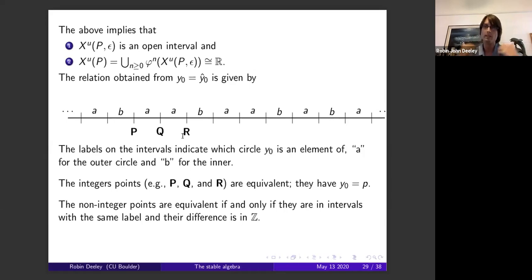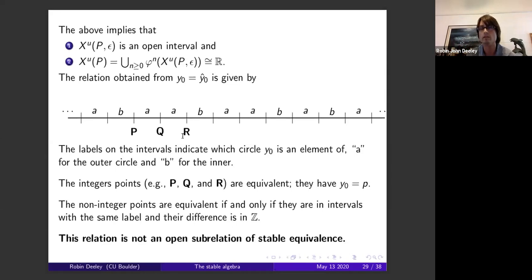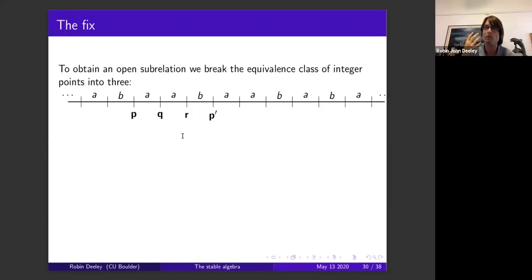So this is sort of where Alan and I come in and we say, we want an open subrelation. Open is the most important thing. It's what made everything else work. So what do we do? As I said, this is not an open subrelation. We refine the relation. We break the equivalence class that's causing problems, that's the integer points, into 3 equivalence classes. And what we do is we account for the labelings on either side. So we do not want P and Q to be equivalent. So we just say they're not equivalent, right? How do we do that in a systematic way?